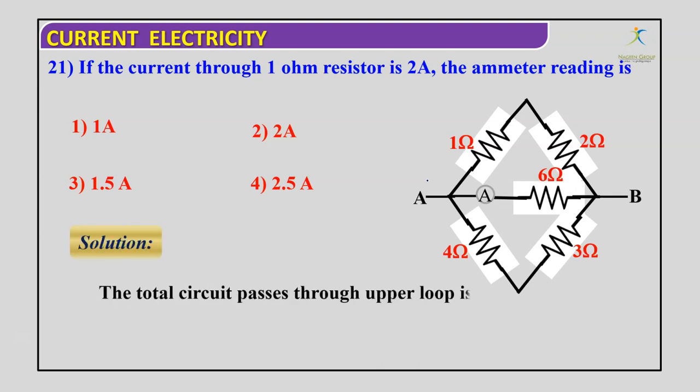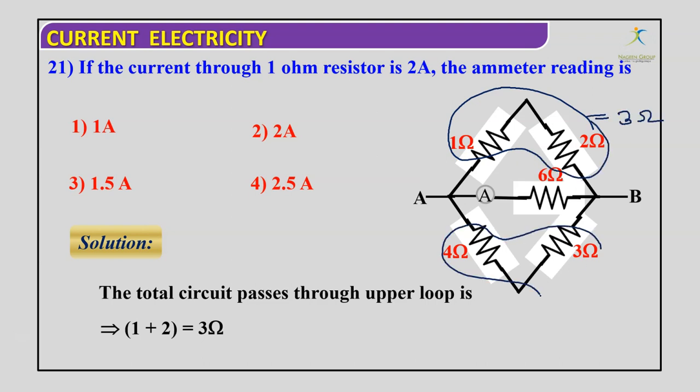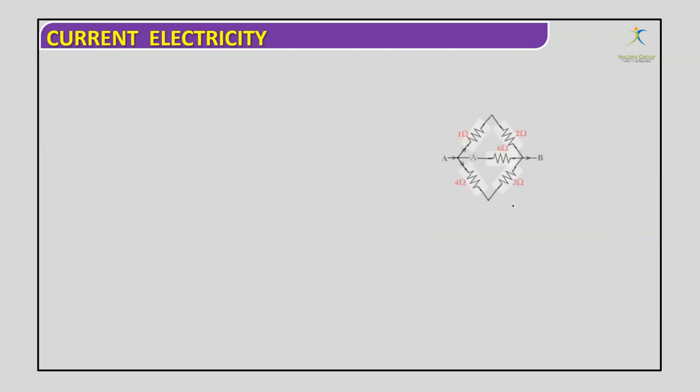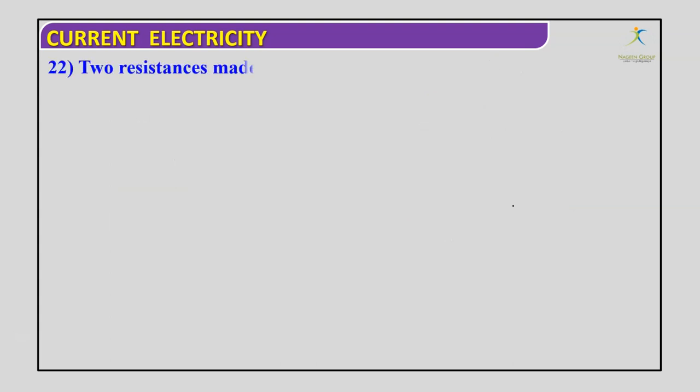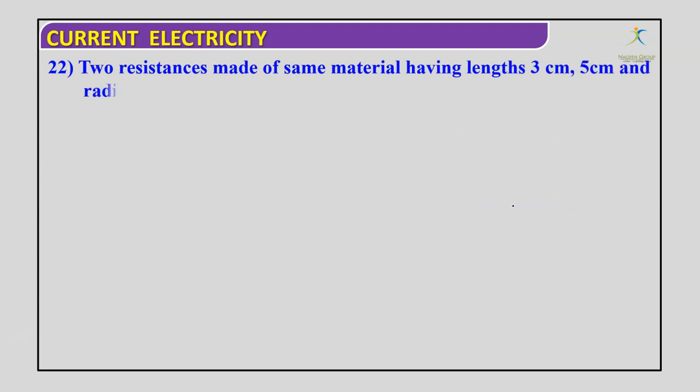The total resistance in the upper loop is 1 plus 2. As you can see, these are both in series combination, so we directly add them together and get 3 ohm. Similarly we do with the other and get 7 ohm. So the voltage will be IR, which is 3 into 2, that is 6 volt. So I equals V by R, 6 by 6, is equal to 1 ampere. Hope you understand the previous question.